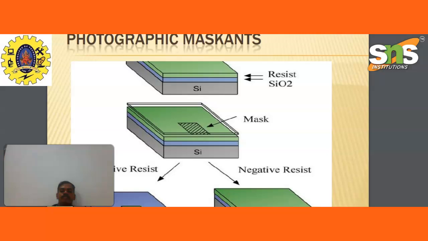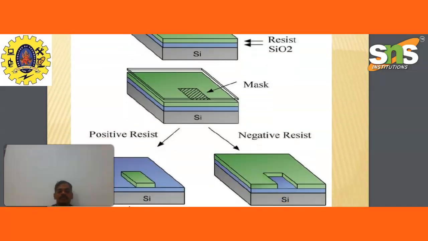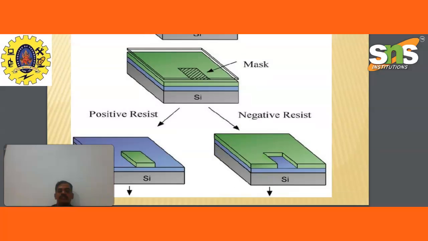Photographic masks resist SiO2. These are the masks we already discussed in the topics: positive resist and negative resist. Positive resist means it slightly hides some of the dimension from the surface, but negative resist removes the material in deep areas.